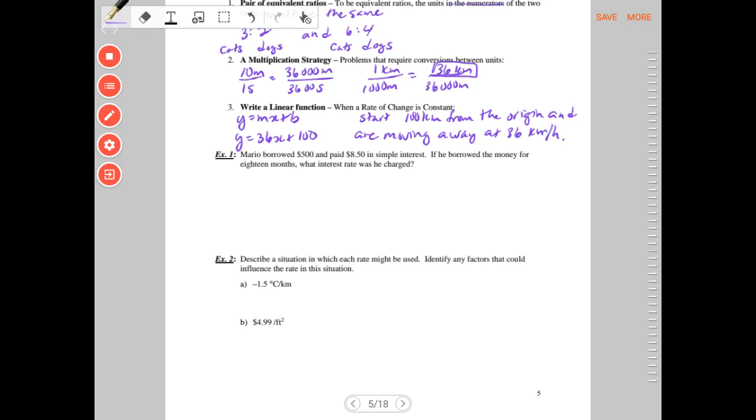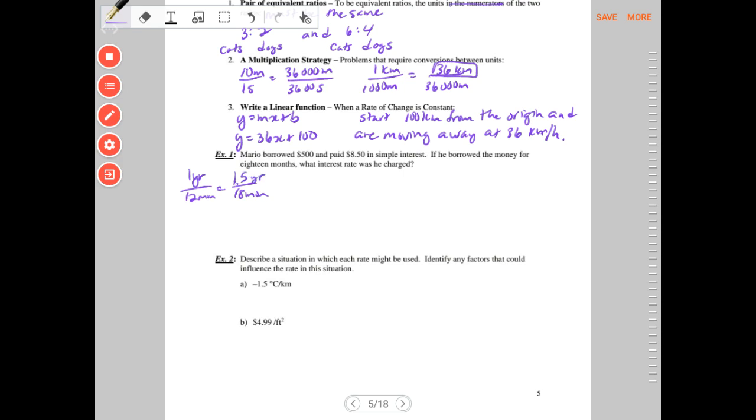Okay, good. Example 1. Mario borrowed $500 and paid $850 in simple interest. If he borrowed the money for 18 months, what interest rate was he charged? Okay, so first of all, interest rate is always an annual amount. So therefore, if we have 18 months, we need to convert that into years. So 1 year is 12 months. So if we have 18 months, that's equal to, cross multiply, 18 times 1 divided by 12 is 1.5 years.